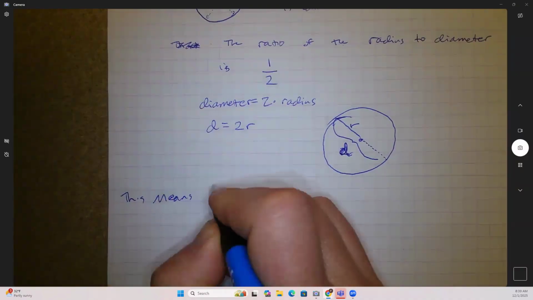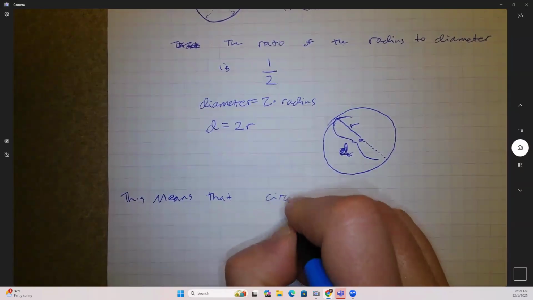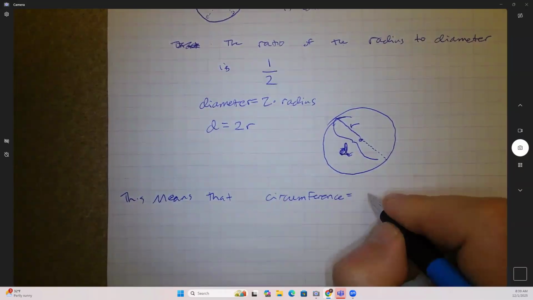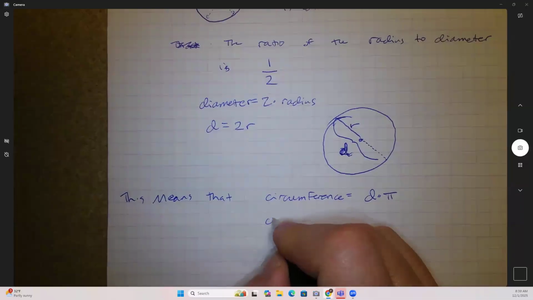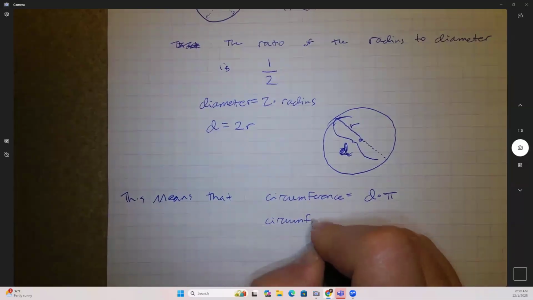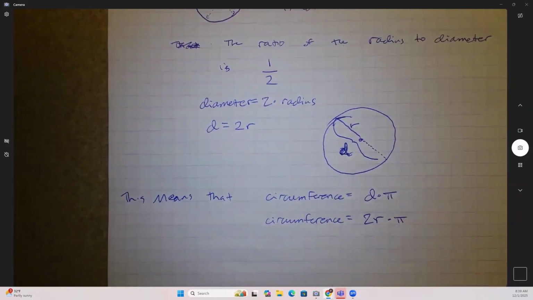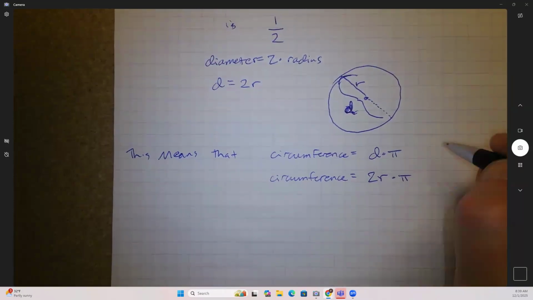And this means that the circumference, which equals the diameter times pi, is 2 times the radius times pi, because the diameter is 2 times the radius.